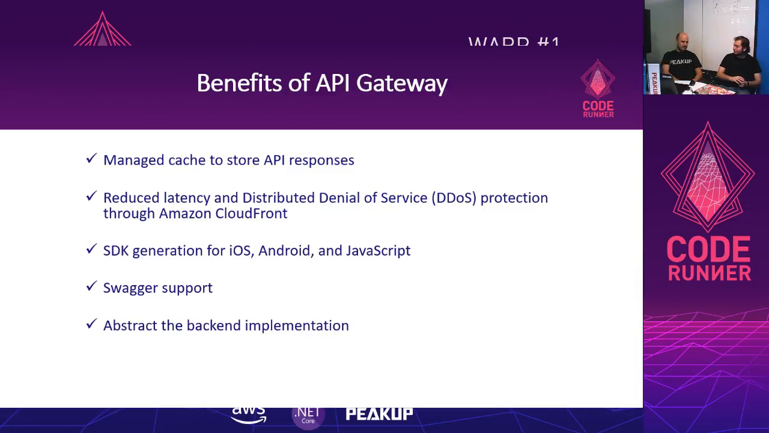There is a Swagger support. You can import or export Swagger definition to create an API in API gateway. And there is an abstraction. The API gateway provides us an abstraction level for our backend implementation, and it gives us a managing layer.